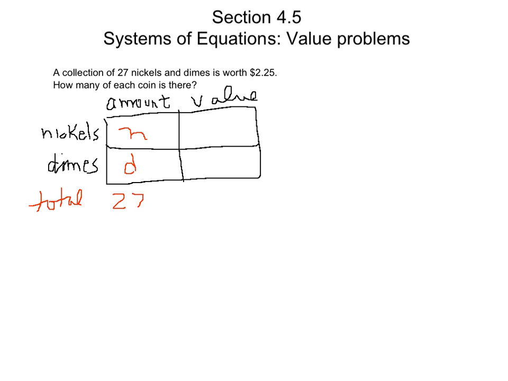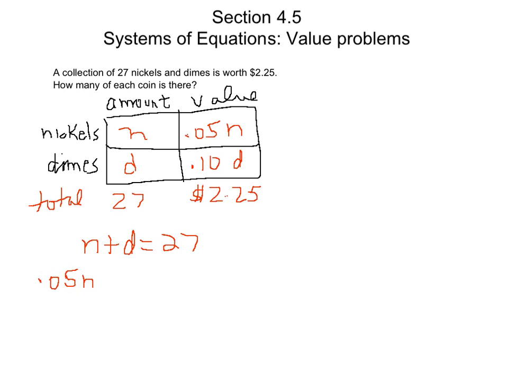Now how about the value? If I have n nickels, how much are they worth? 0.05 n. And the dimes are worth 0.10 d. But what I know is the total value, I'm given that information, is $2.25. So now what I have are two equations in two unknowns. The first equation is n plus d is equal to 27. And the second equation is going to be 0.05 n plus 0.10 d is equal to 2.25.